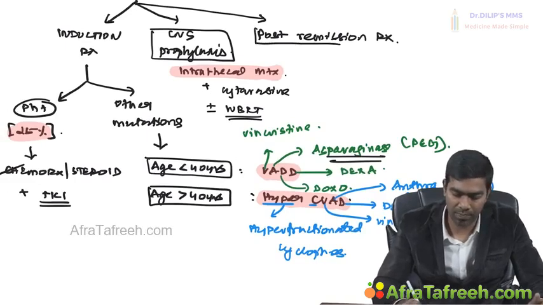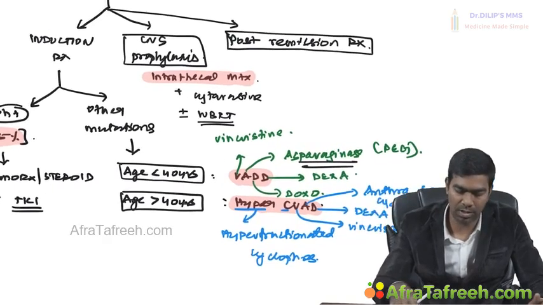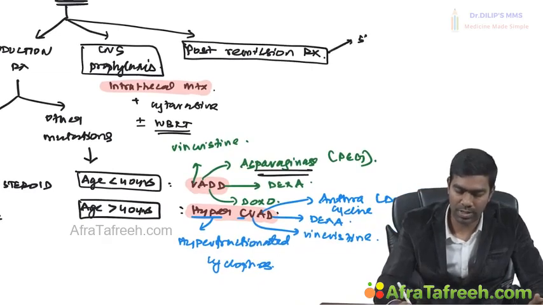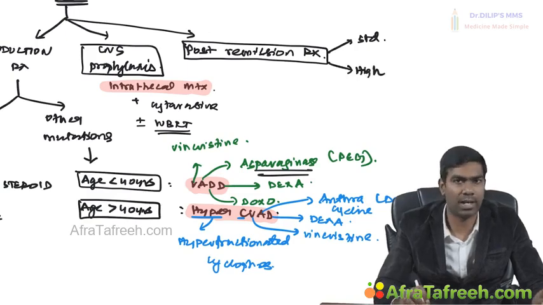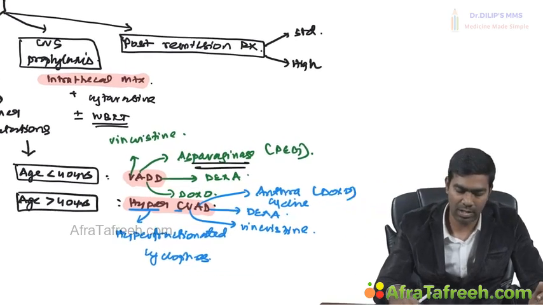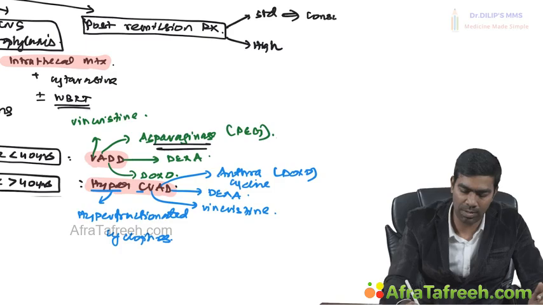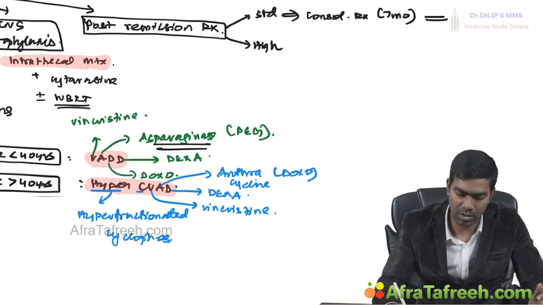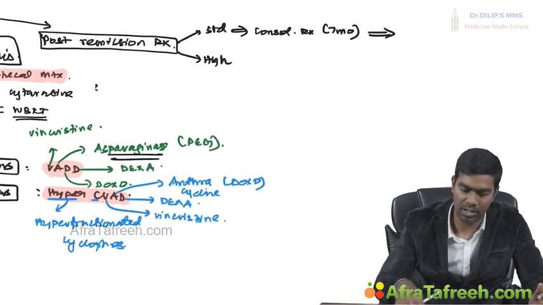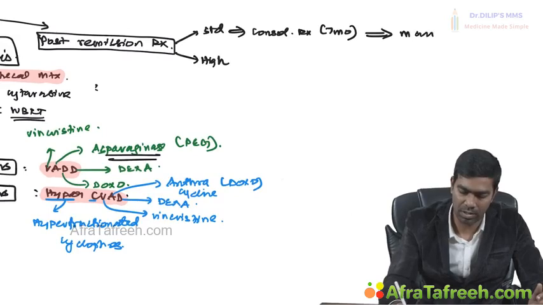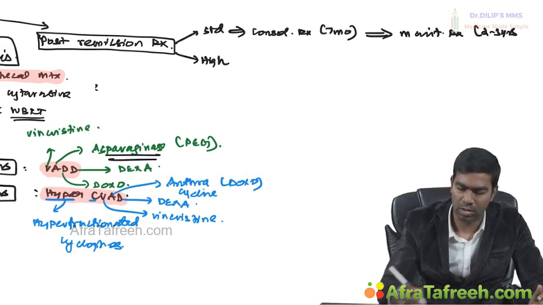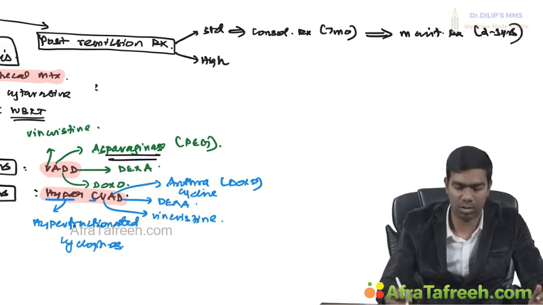Post remission therapy again depends on the risk of the patient. I'll tell you what the risks are: standard risk or high risk. I have not told you yet what standard risk and high risk ALL mean. Standard risk means I'm going to give consolidation therapy for 7 months. Once I give consolidation therapy, after that I'm going to use maintenance treatment for 2 to 3 years. So this is what you do in a standard risk.